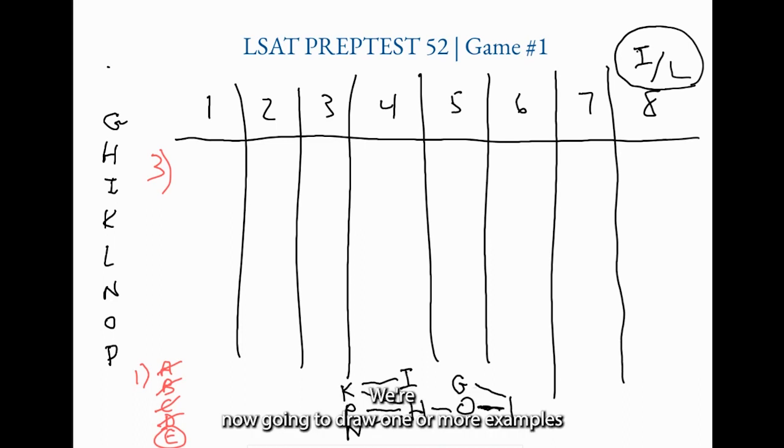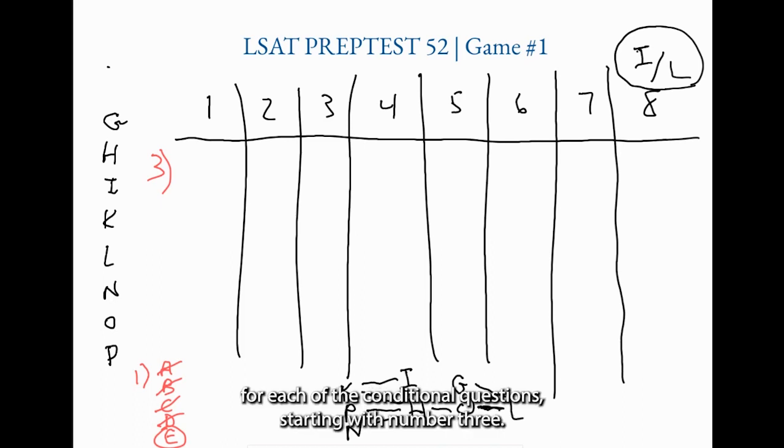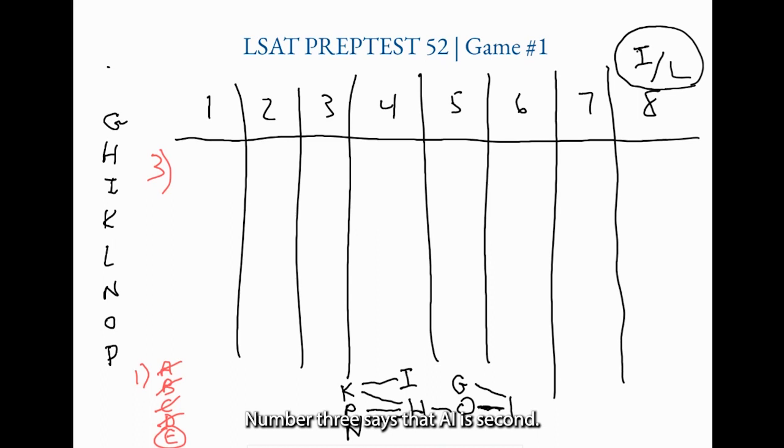We're now going to draw one or more examples for each of the conditional questions, starting with number 3. We're going to put in the new information given in number 3, and then see what inferences we can draw from there. Number 3 says that I is second. Notice that once we put that in, we're kind of thrown back into that holistic process of combining and inferring what may come from that.